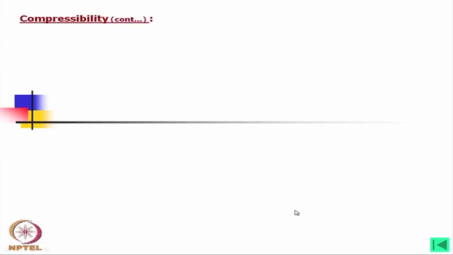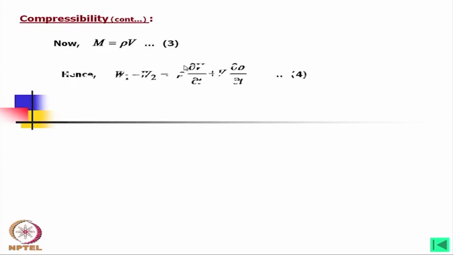Now, if we wish to know the compressibility, then what we do, we express the mass as the density into the volume. Then W1 minus W2 is equal to rho dV by dt plus V d rho by dt, because we have to go for the partial differentiation for the reason that with time both may change due to change in temperature and other factors. So, we have to write the equation in this form.